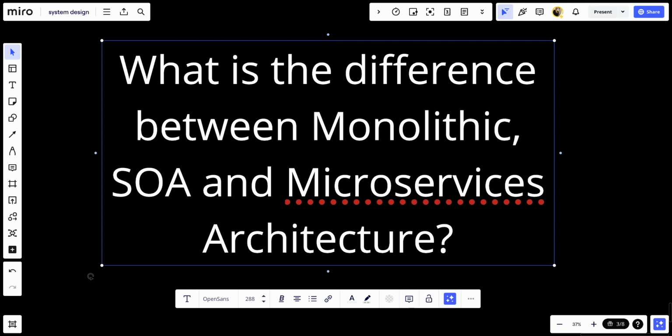What is the difference between monolithic, SOA, and microservices architecture? Monolithic and service-oriented architecture, which is SOA, and microservices architecture are three different approaches to designing and building software systems. Each has its own characteristics, advantages, and disadvantages. Let's talk about a detailed comparison of these architectural styles.